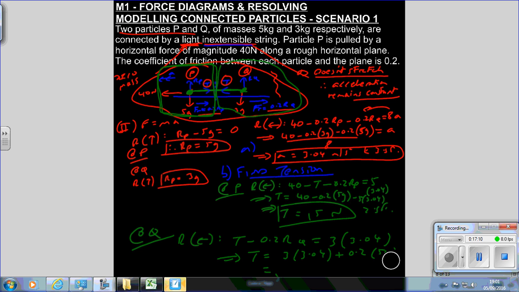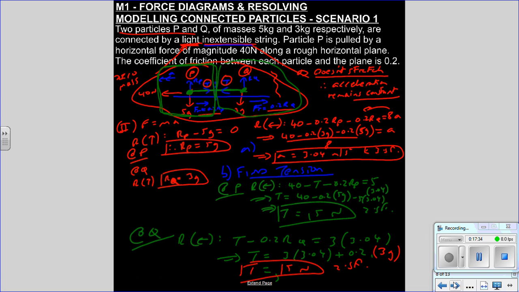Right, yeah, it would have worked if I'd written the correct weight down. So the reaction at Q, sorry, that should say Q, is 3g, not 5g, and therefore we do get the 15 to 2SF. Okay, cool. Brilliant. What's next?